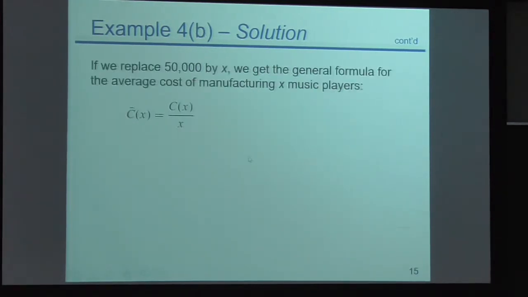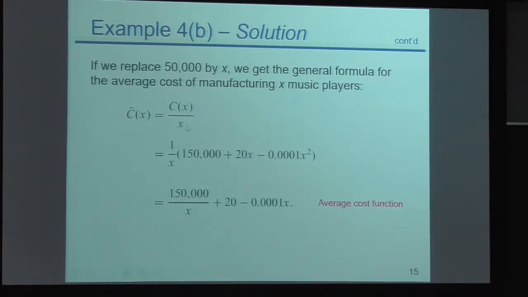All right? And here's the formula that we decided was the correct formula for the average cost function. Right? C of x over x. So we get this, the average cost function.